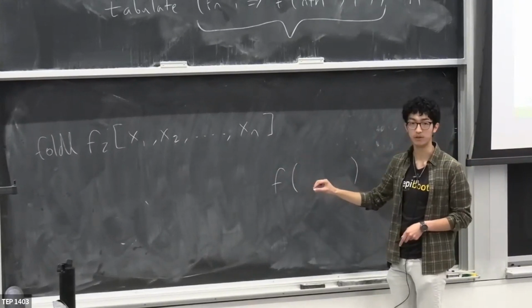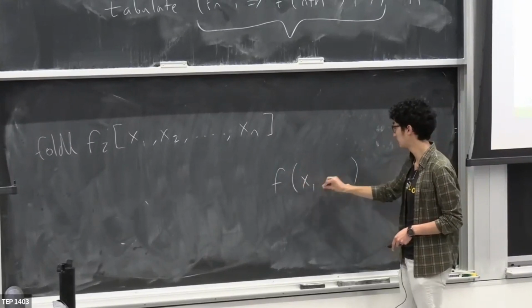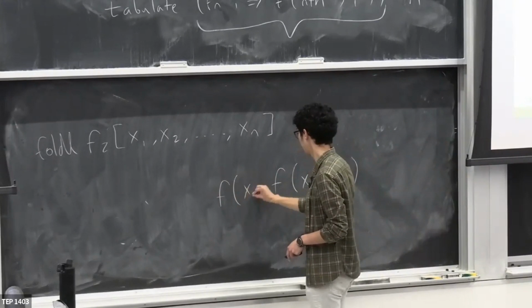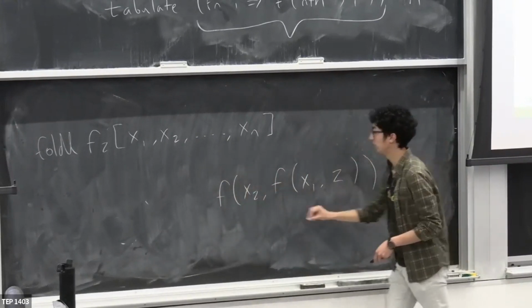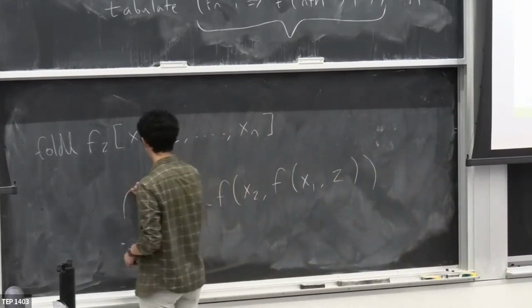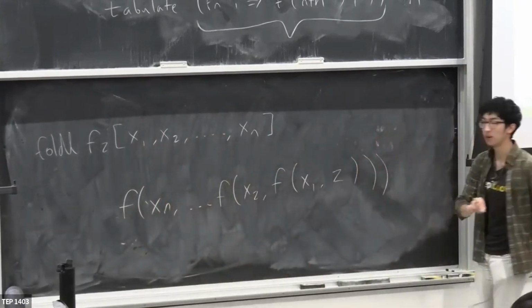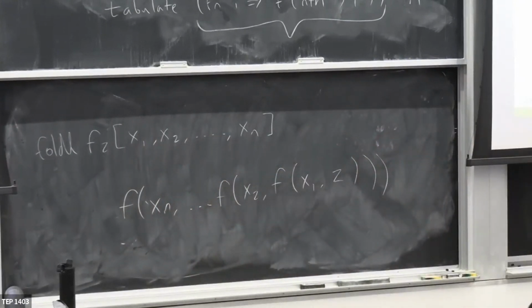It's actually going to be x1. x1 comma z, and then here we go, right? Exactly. Okay. So we do this, and if you get the point, we're going to eventually come out here and do f of x sub n, comma, and so on. But computing this is really sequential, right?